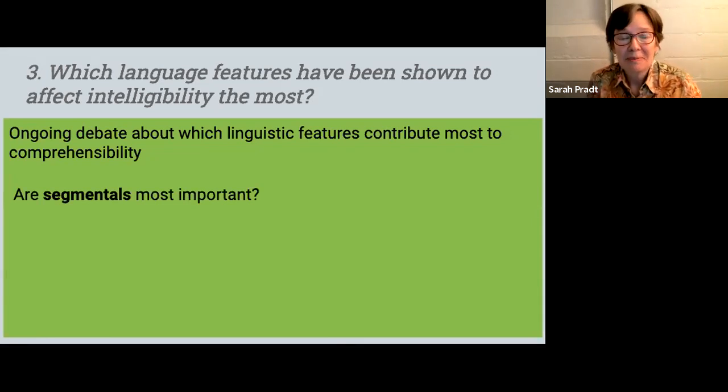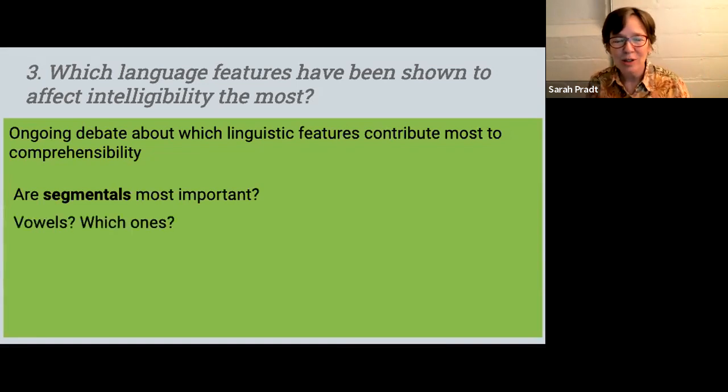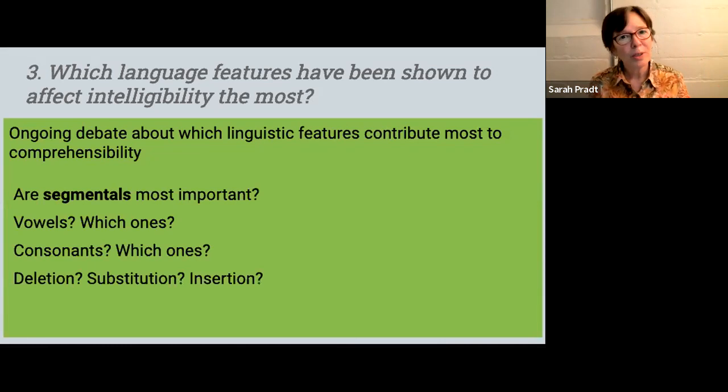is it segmentals, right? Is it the actual sounds inside a word? Is it vowels? If so, which ones? Is it consonants? Which ones? And if it's segmentals, what's the issue? Is it deletion, substitution, insertion? What's happening?